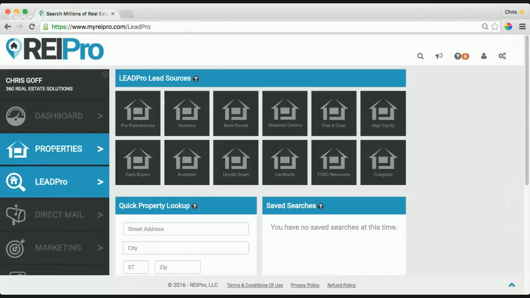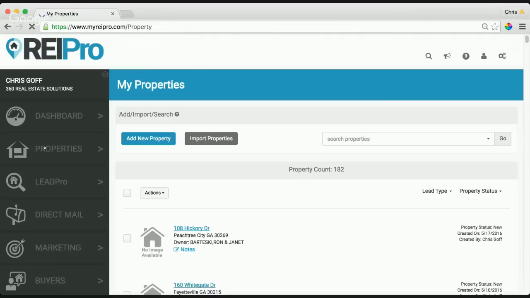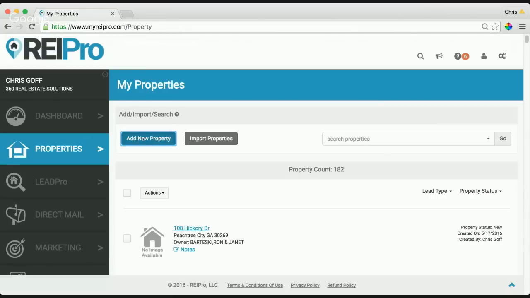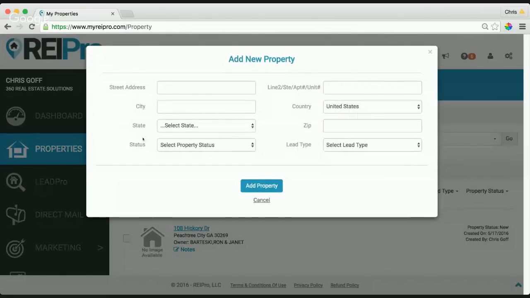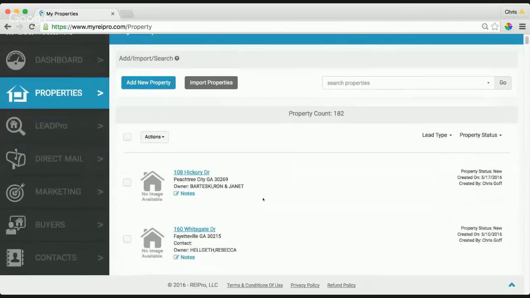I went ahead and put in a property, like all the properties that you would manually enter in. So I did some driving today and found 30 potential leads, and I'm going to type them in here and do some basic research. Just to shortcut it, I went ahead and pulled a house in Peachtree City here, Bo, on Hickory Drive.